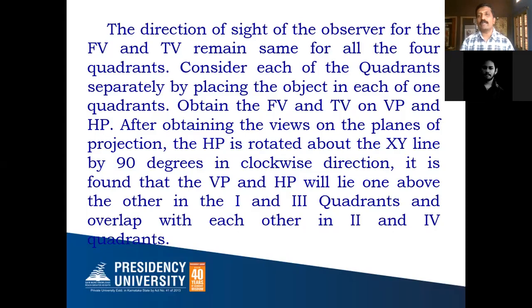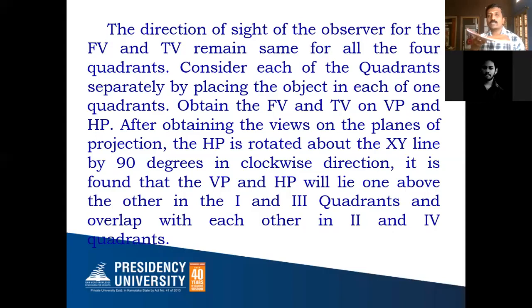Whereas in the third quadrant, it is exactly opposite to that. In the third quadrant, HP will come above the XY line, VP will come below the XY line, and the front view will come below the XY line, while the top view will come above the XY line. That's why the first and third quadrant systems are opposite to each other.